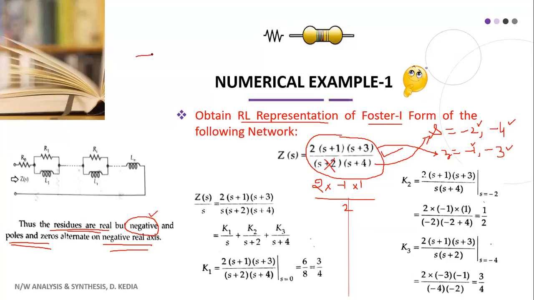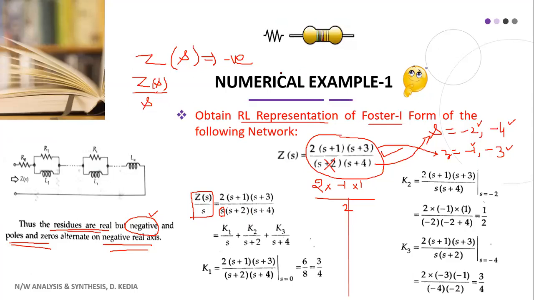If you take the residues of ZS, they will be real and negative. Okay, but if you take the residues of ZS by s, then those residues will become positive. So here in this numerical, look at this thing carefully. Instead of ZS, we are taking ZS by s, so we are dividing both sides by s. So one s has also been put here.